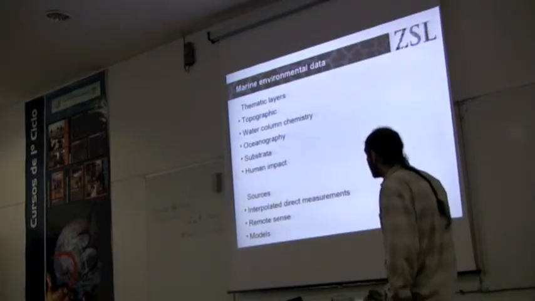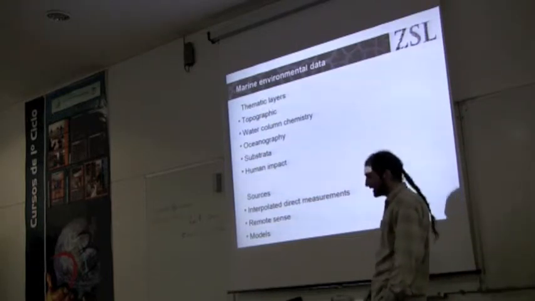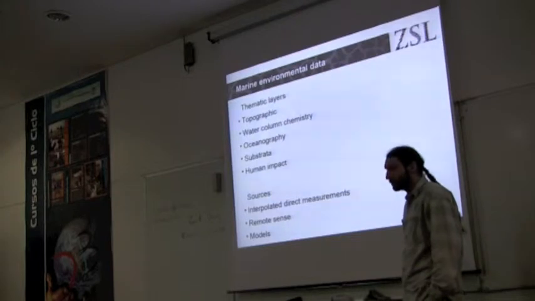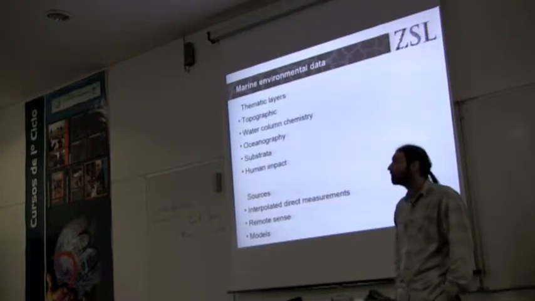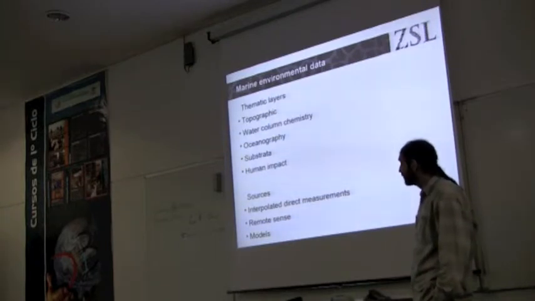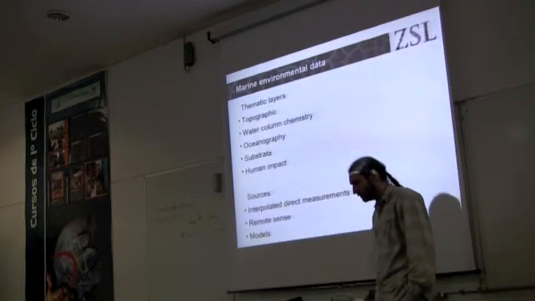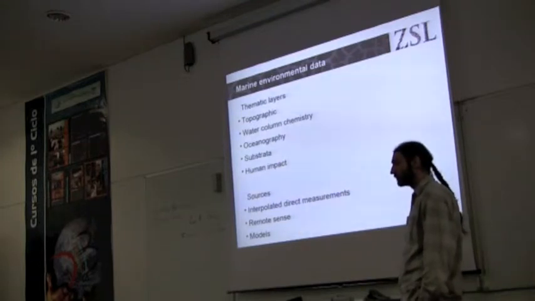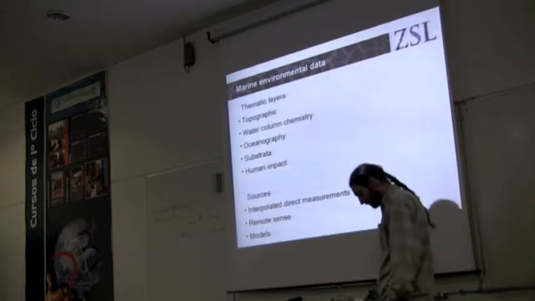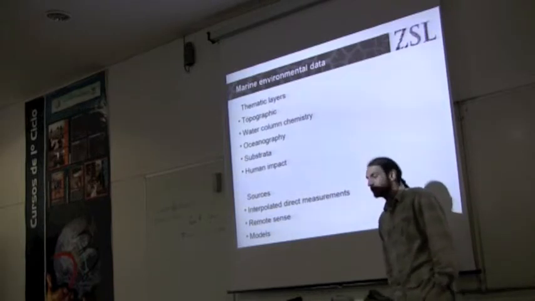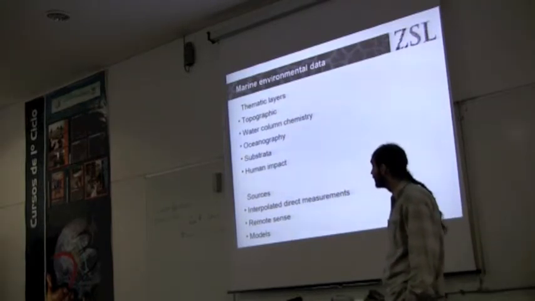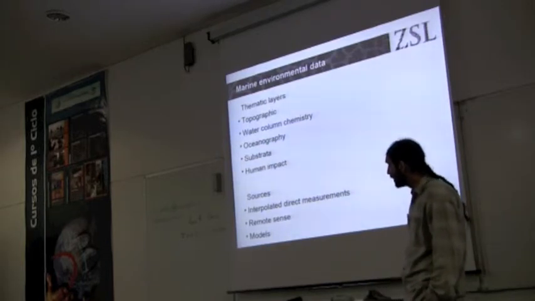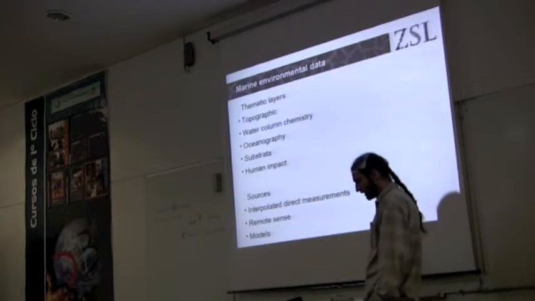So, the marine layers, we can group them into different categories in the same way that Rob was talking about. We've got topographic features, so bathymetry and what we can derive from it. We've got things directly measured from the water column, so water chemistry. We've got oceanographic models, so currents. We've got substrata, so what the seabed is made of, rocky, soft sediment. And again, like the terrestrial environment, we've got human impact. And they're thematically what the data is.